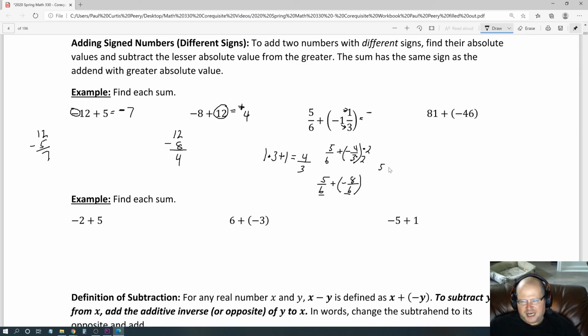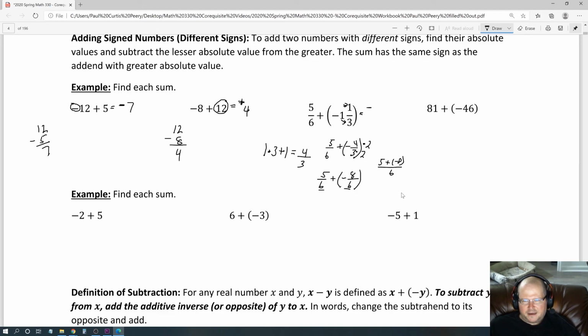So we're really saying 5 plus negative 8 over 6. And now we have 5 plus negative 8, which is saying 5 minus 8, which will give you a negative 3 over 6. And we simplify it because both of these are divisible by 3. And that would give me a negative 1 over a positive 2.